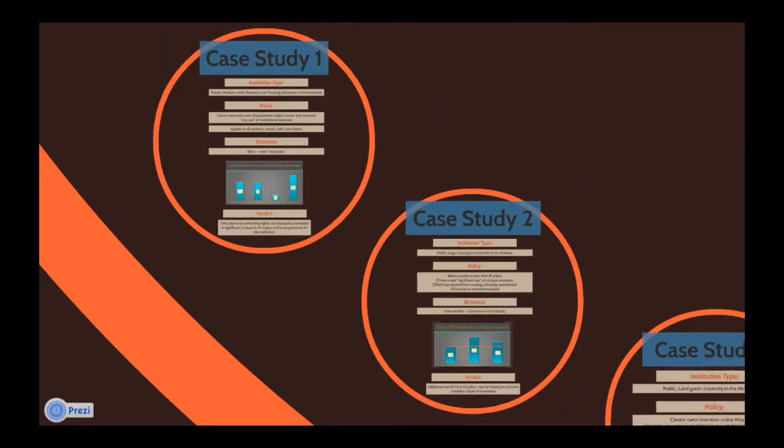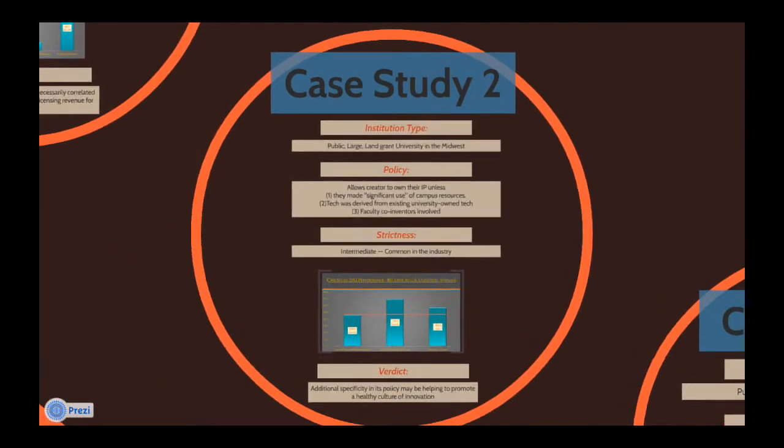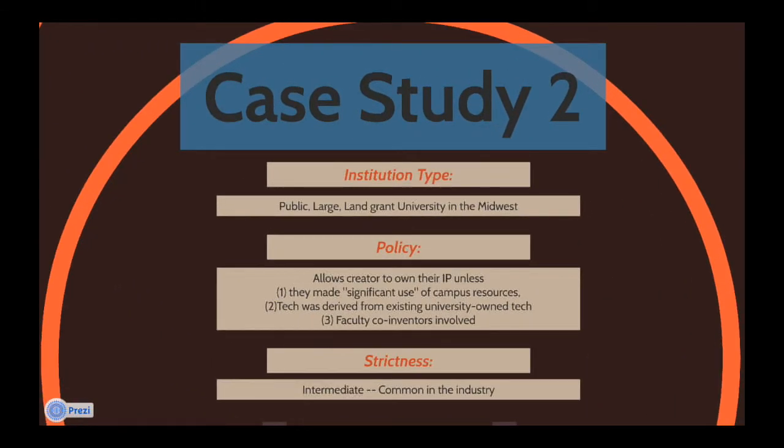Other institutions use slightly more specific and consequently less strict language based on the use of campus resources. For example, one large public land-grant university in the Midwest allows all inventors to own their IP unless the invention was 1. Created using significant campus resources, 2. The technology was derived from an existing university-owned technology, or 3. There were faculty co-inventors involved.